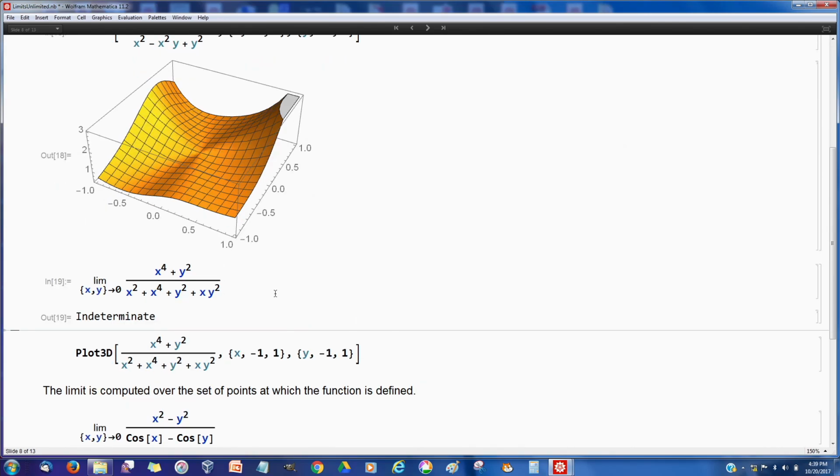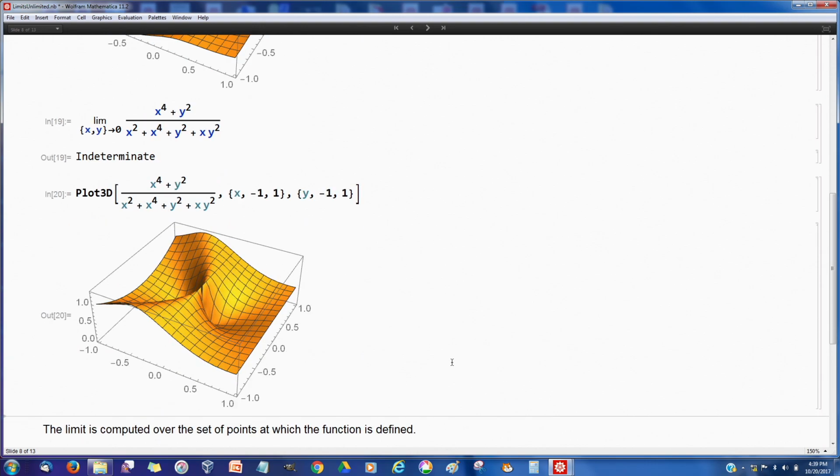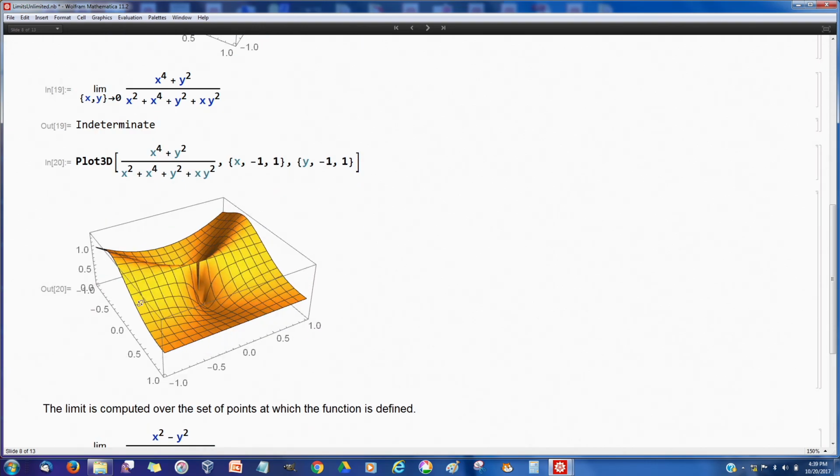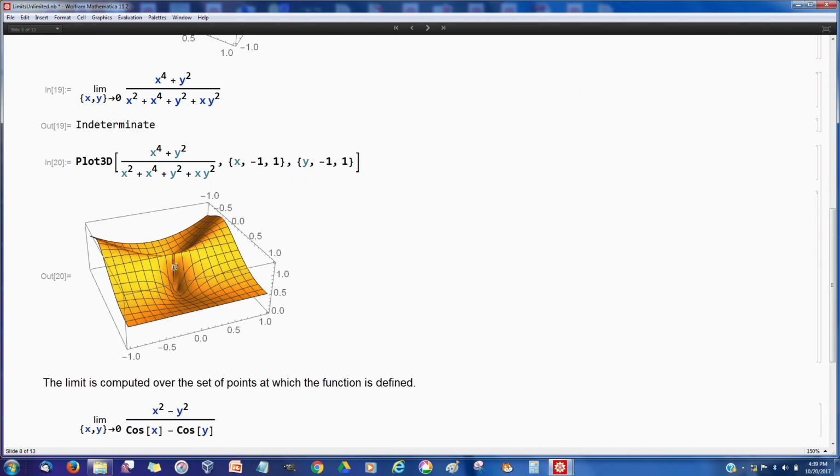Here is a different rational function, and it does not have a limit. We can see it on the plot. If we rotate it slightly, you can see that we have a whole interval of limit points at 0.